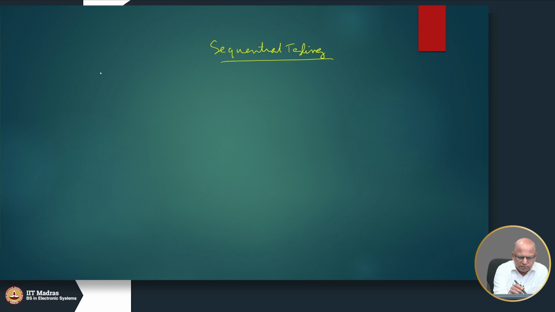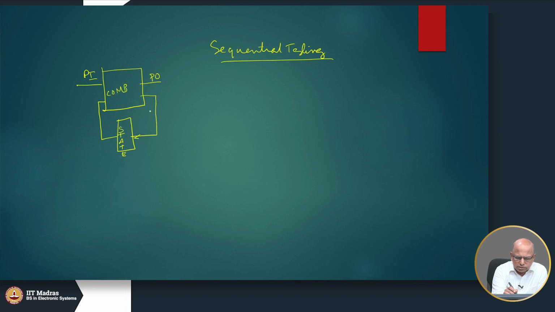And the problem I have explained before is that controllability is an issue. It is difficult to control the state to any known value. These are the primary inputs, these are the primary outputs, this is a combinational logic. Similarly, the observability of these next state information is also a problem. So, we talked about controllability and observability.